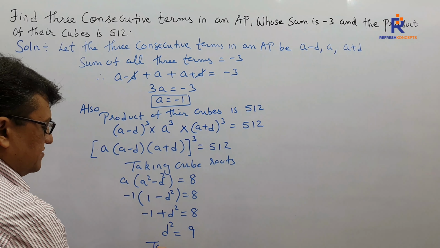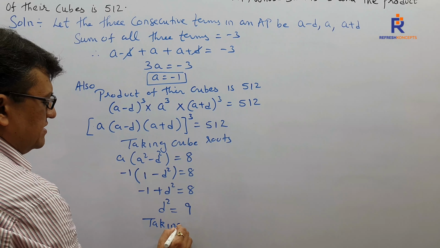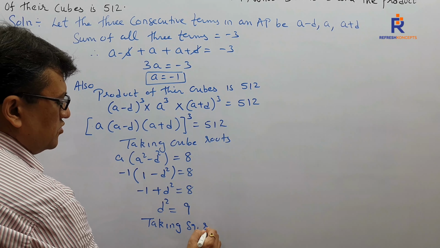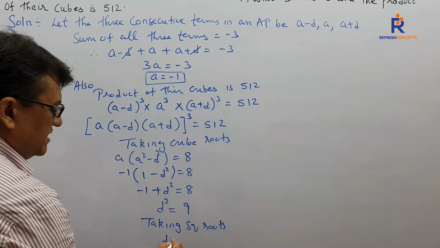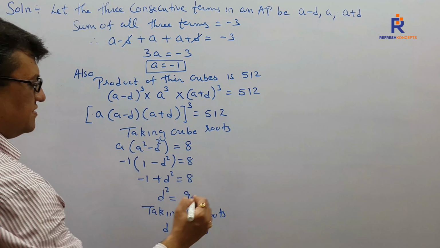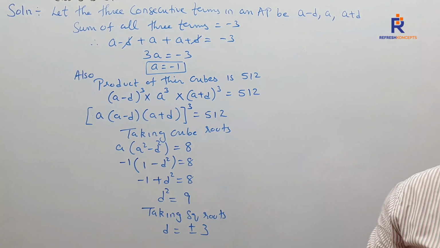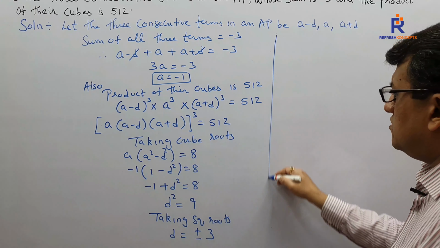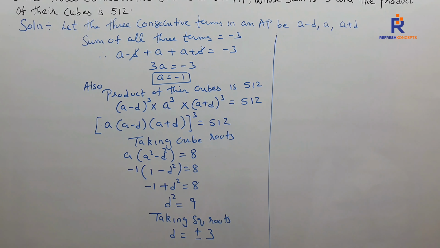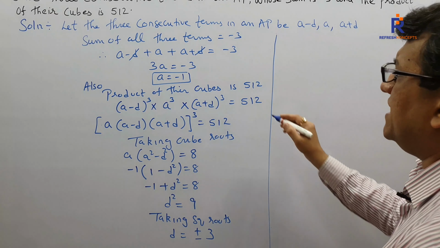Taking square roots, d is equal to plus or minus 3. Now, with d as plus or minus 3, let's proceed further to get our values.